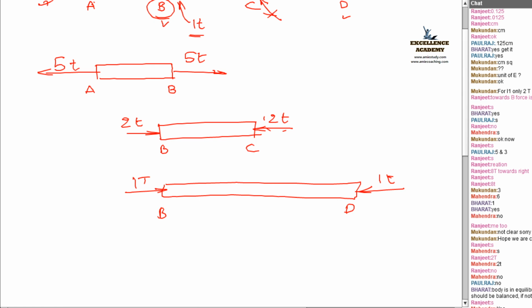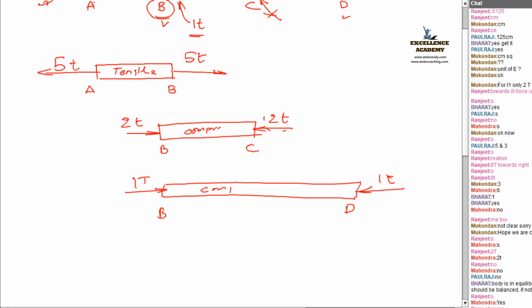Then now we can check that. All of you, please listen once again. Here, which is the force? Tensile, isn't it? What about here? Compressive. What about here? It is also compressive. So when 5T is acting, what will happen? It will elongate. What about here? It will compress. That means it will deform like this, and here it will also deform like this.